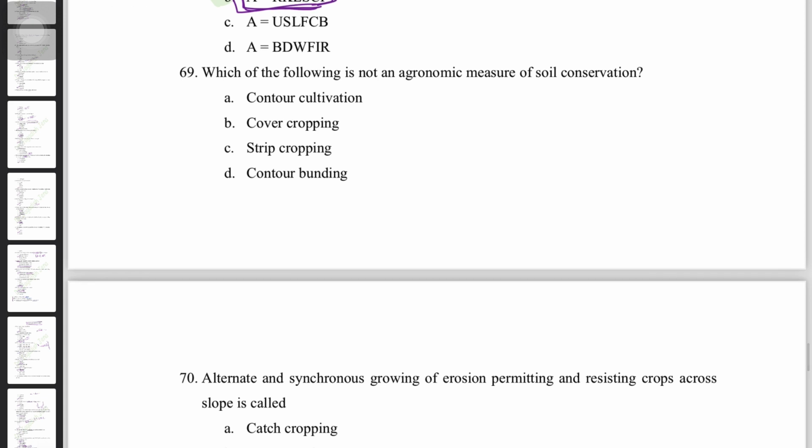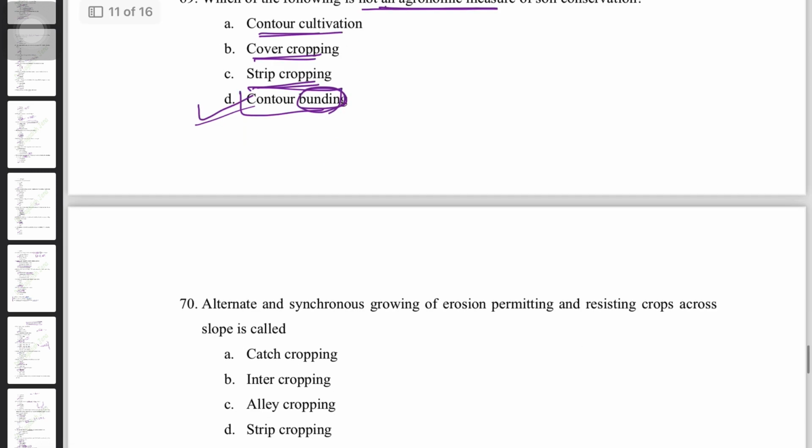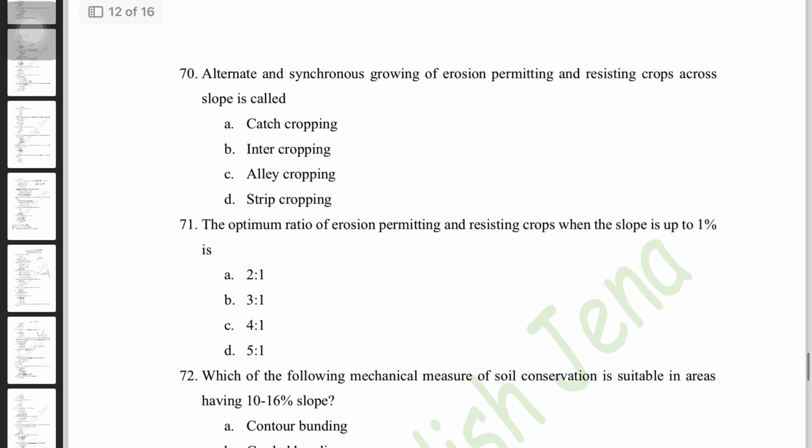Which of the following is not an agronomic measure of soil conservation? Cover cropping is an agronomic measure, strip cropping is an agronomic measure, contour cultivation is an agronomic measure, but bunding is not an agronomic measure of soil conservation. So contour bunding will be the right answer. Okay.